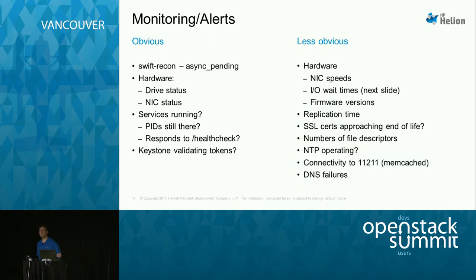The other thing we do is we have an extensive set of tests monitoring the system itself. So there's lots of obvious things you can do. Lots of people are familiar with the Swift recon tool. And async pending is a number people often look at. This can be a very good indication whether there's something wrong in your system if you see this number growing. As I said, I'm not going to explain what that means in Swift, but come to me to talk later.